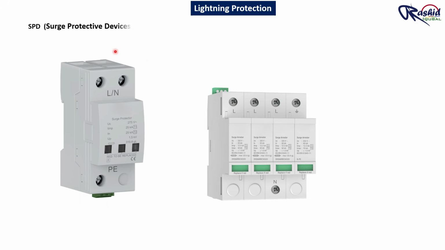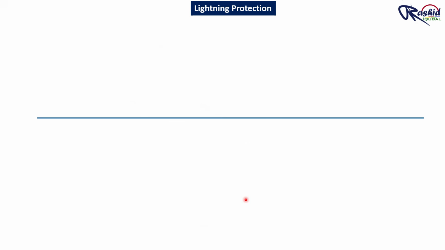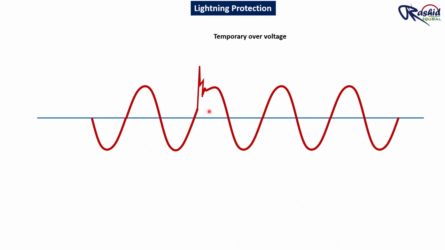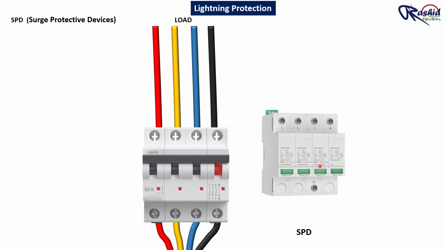Fourth one, SPD, that is surge protective device. Even if the air terminal and earth pit protect the building from a direct lightning strike, electrical surges can still travel through a power line, that is phase, neutral or earth. Even through data and communication cables, these surges can damage sensitive equipment like computers, UPS or servers. To protect them, we can use a surge protective device.